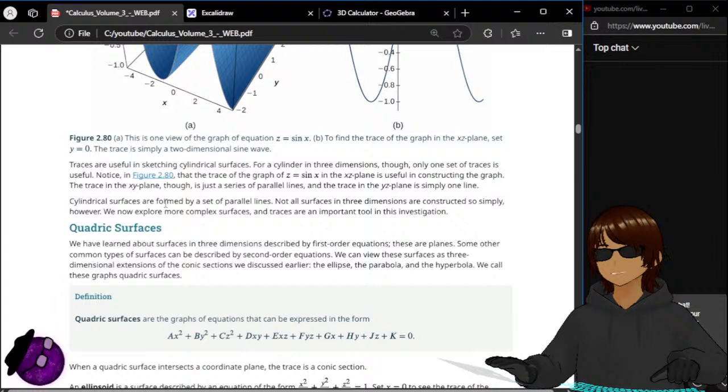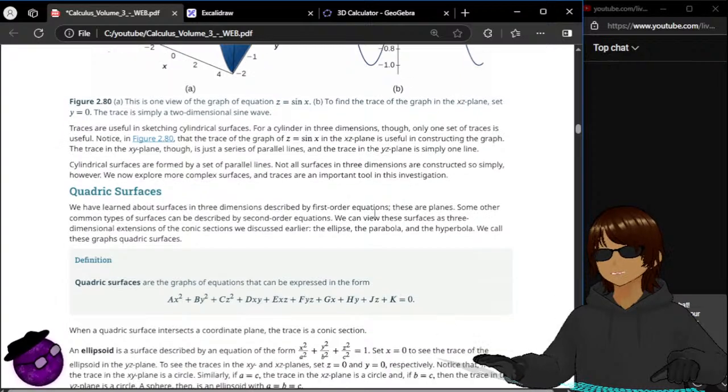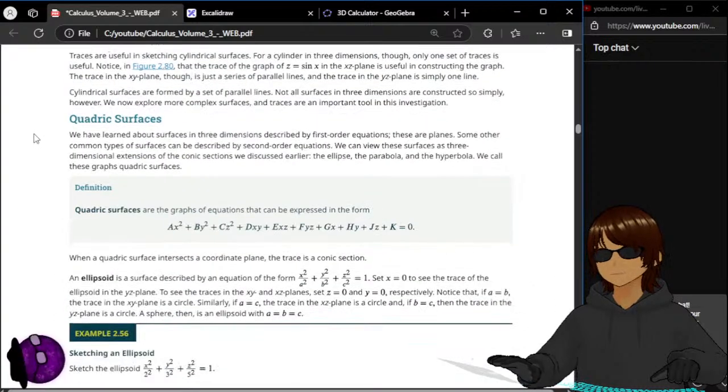Cylindrical surfaces are formed by a set of parallel lines. Not all surfaces in 3 dimensions are constructed so simply, however. We now explore more complex surfaces, and traces are an important tool in this investigation. We have learned about surfaces in 3 dimensions described by first order equations. These are planes.